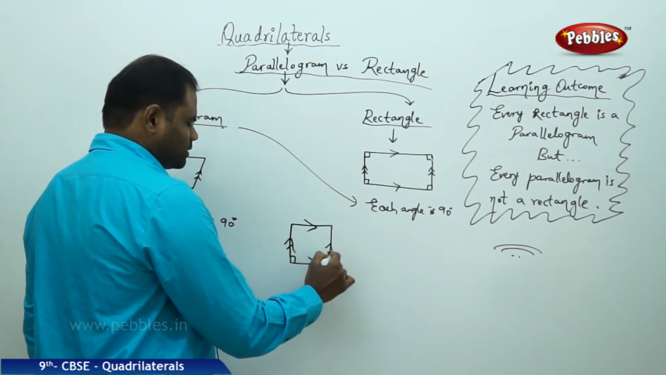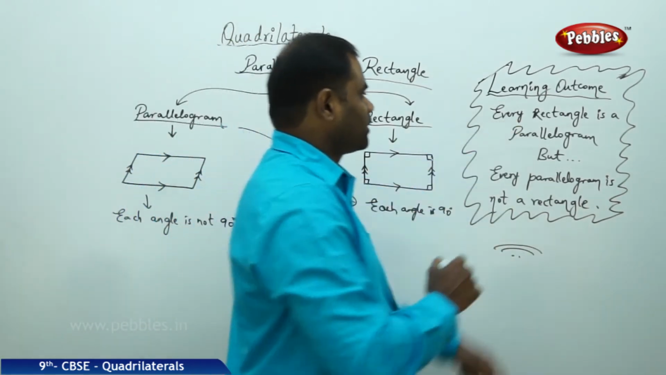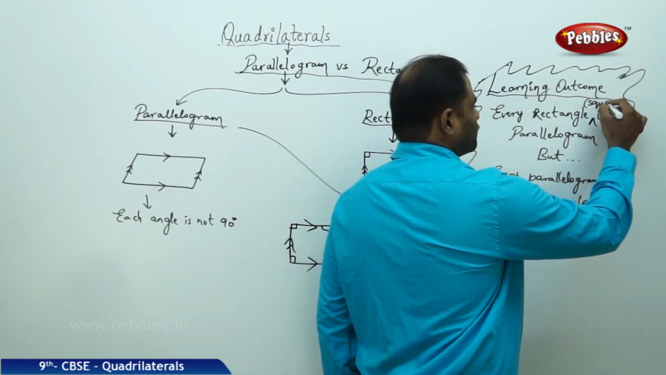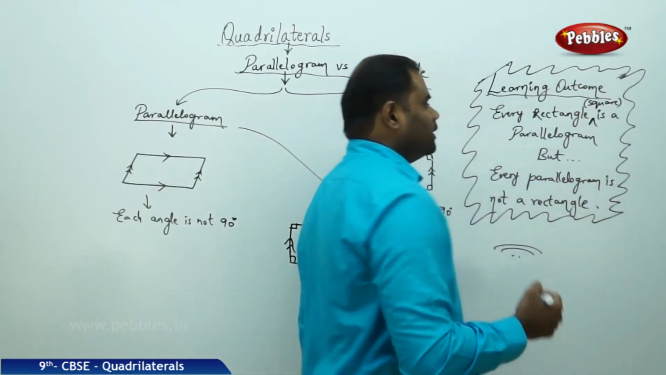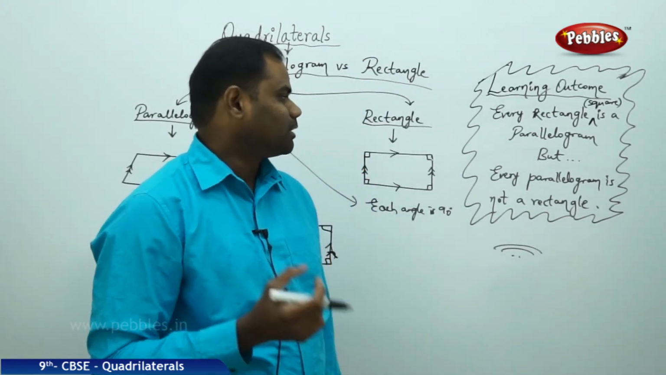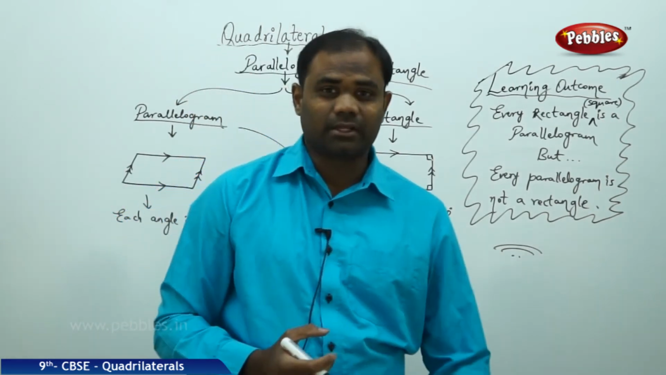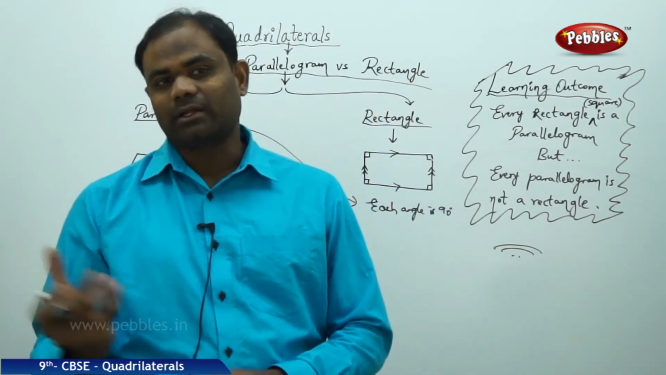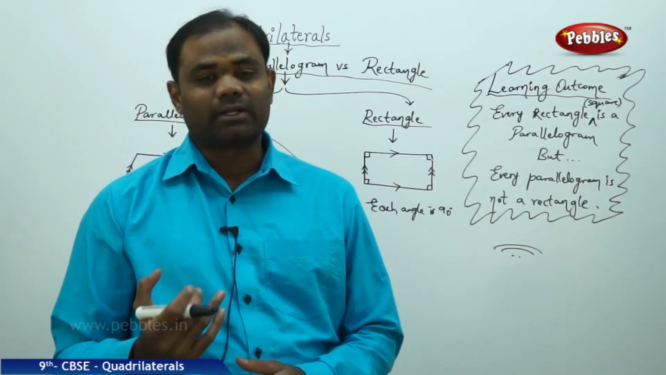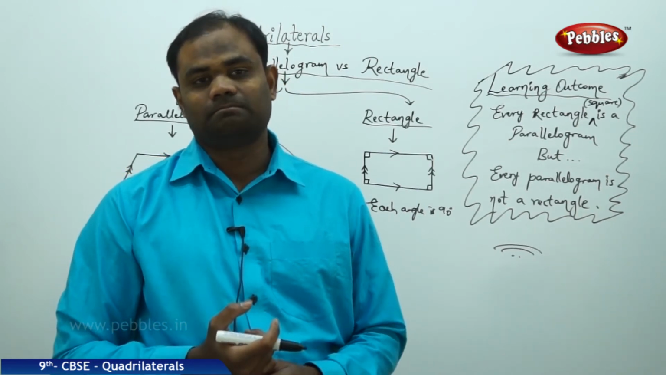irrespective of the condition that each angle is 90, again I can say every rectangle or even a square is a parallelogram. Every square is a parallelogram, but every parallelogram is not a square. This is how I connect a square and a parallelogram. The properties are similar for rectangle and square when connected with a parallelogram.